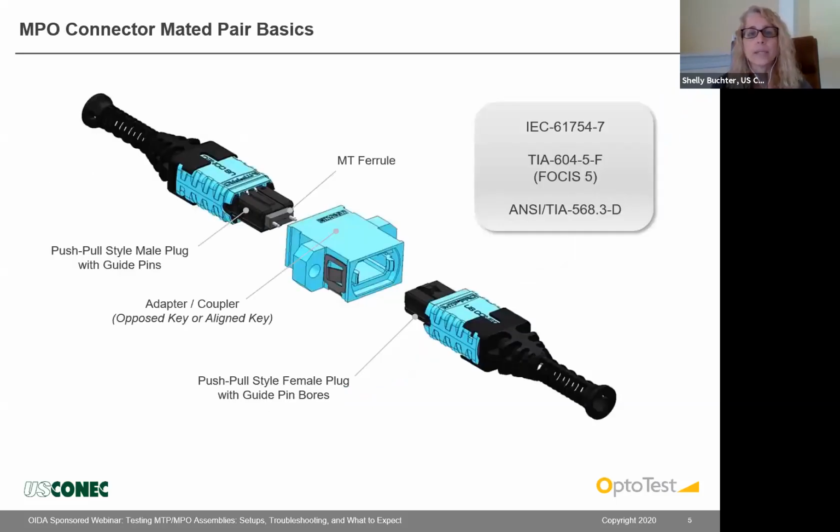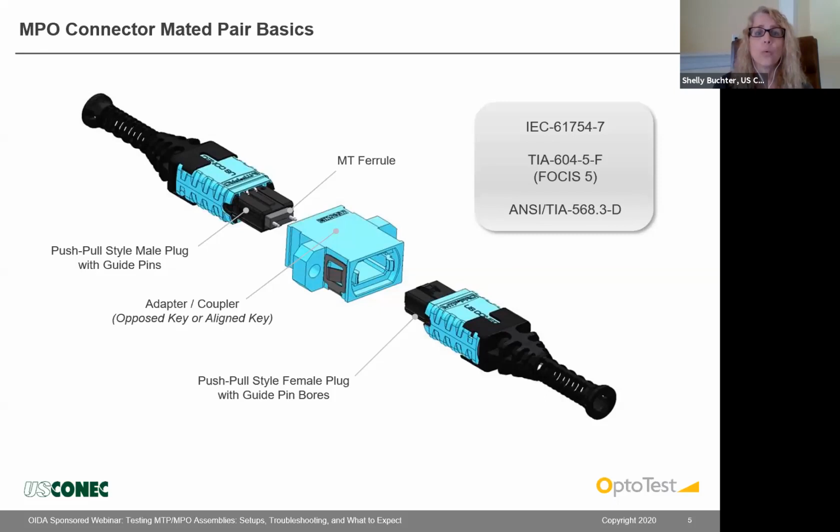The basic MPO mated pair includes a female plug with guide pin holes, a male plug with guide pins, and an opposing or aligned adapter that mates these two plugs. Two MPO connectors should be intermatable as long as they are dimensionally meeting the IEC 61754-7 standard or the TIA 604-5 interface standard.